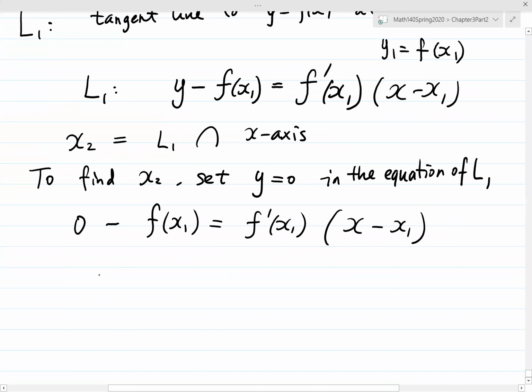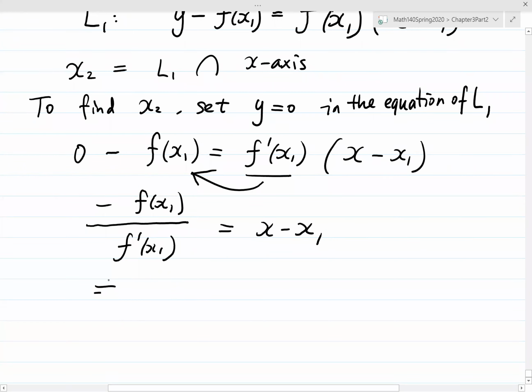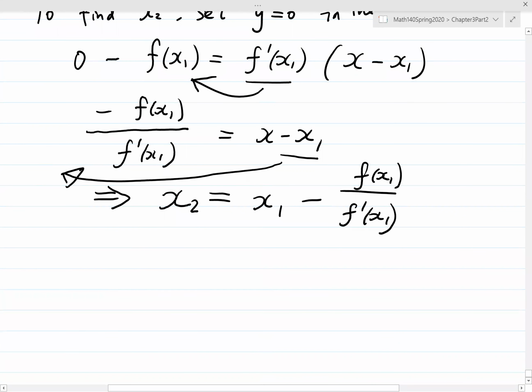So you solve the thing. It's negative f(x1) divided by the derivative. Divided by the derivative goes to the left, so f derivative at x1 times x minus x1. Solve for x: move x1 to the other side. You get x1 minus f(x1) over f derivative at x1. Okay, this x value is just x2.